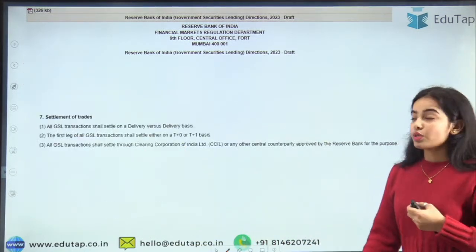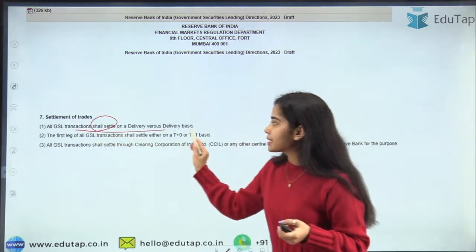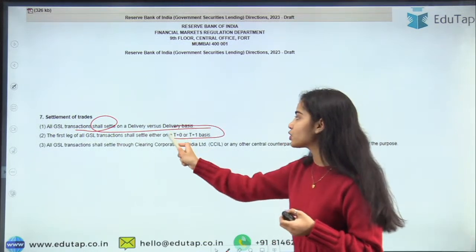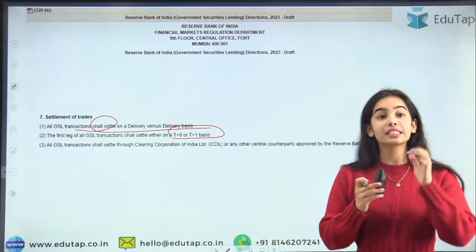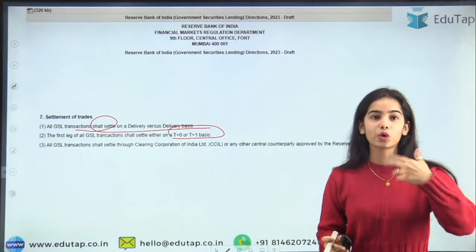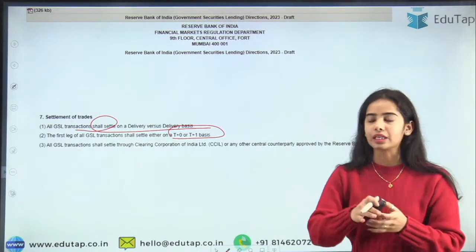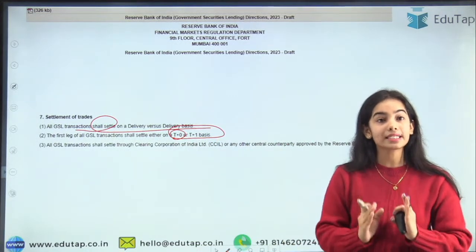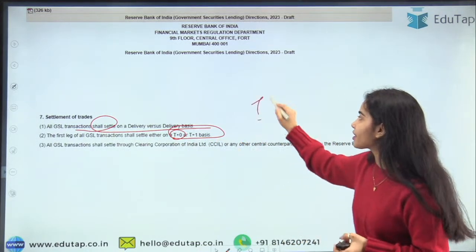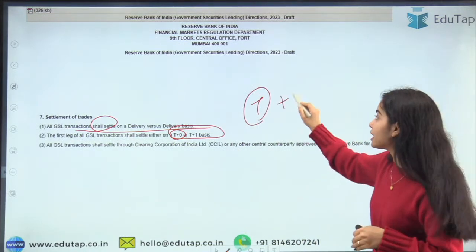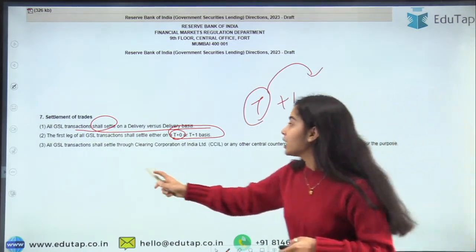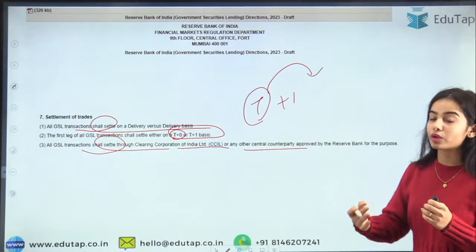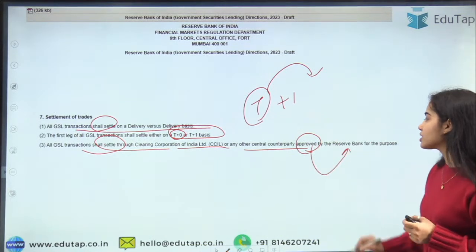Now, GSL transactions shall settle on a delivery-versus-delivery basis, and it should happen on a T+0 or T+1 basis, that is, on the same day you have to give the collateral and you have to give the lending. T+0 means on the same day the trade is happening, the settlement is happening. T+1 means the trade is happening today, but the settlement is going to happen tomorrow. GSL transactions shall settle through the Clearing Corporation of India or any other central counterparty that has been approved by the Reserve Bank of India.